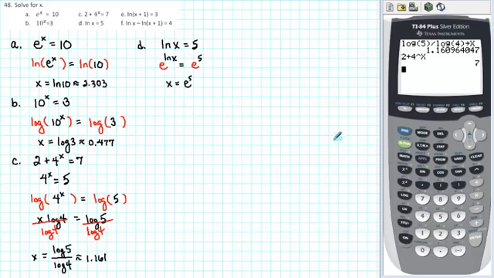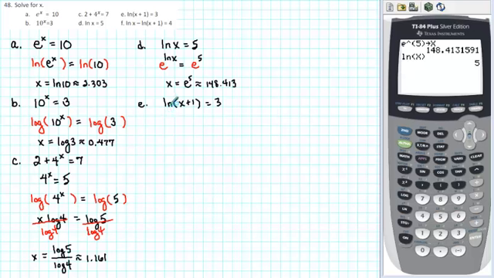Just as before, we can check our result on our calculator. First of all, we store e to the 5th as x, which is approximately 148.413. Next, we go back to the original equation and evaluate the left-hand side and make sure that it is equal to the right-hand side. We see that the natural logarithm of x is equal to 5, which matches our original equation, and so we've solved the equation correctly.